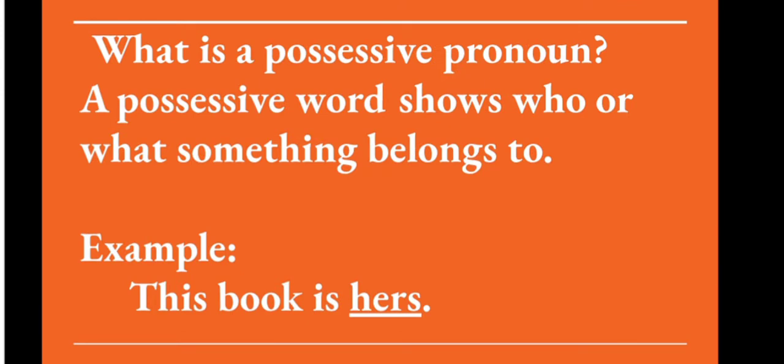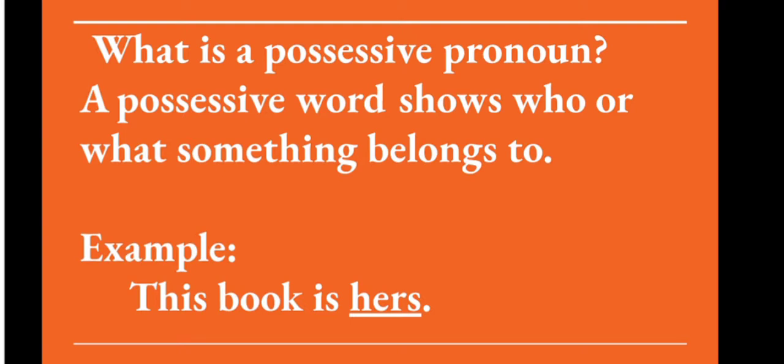Okay, now let's look at what a possessive pronoun is. A possessive pronoun shows who or what something belongs to. That is, if something belongs to someone, we use a possessive pronoun to show that. Look at the example here. This book is hers. So there is a girl and that girl had a book and she kept it somewhere. So you can say that the book is hers. So you're showing that that thing belongs to someone.